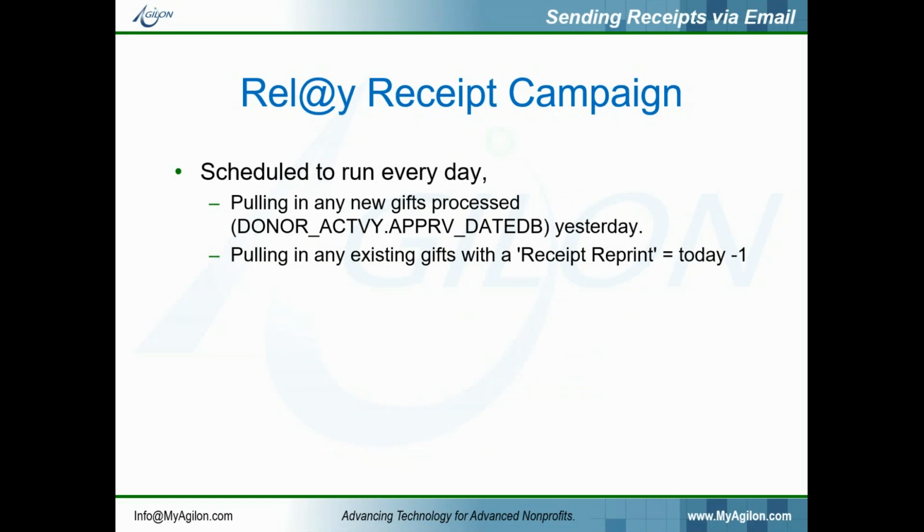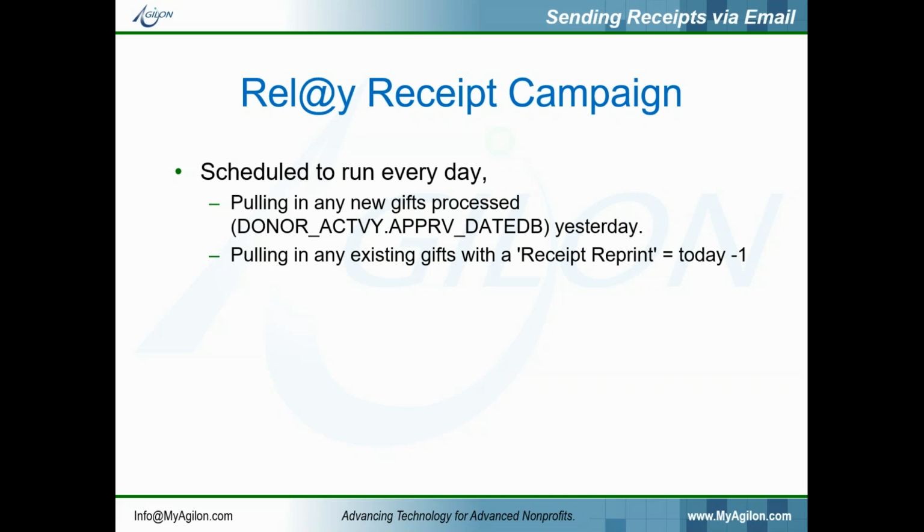And it's going to be looking for any new gifts sent to the ledger. So we're using the donor activity approval date DB. At least that's what I recommend that we use. And it can be set up to run at different times, and when it gets set up to run, the campaign would determine how we decide which date to pull in.